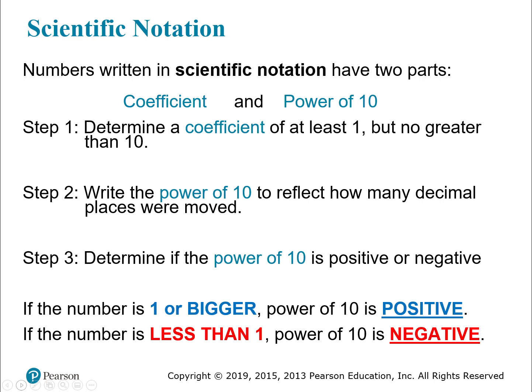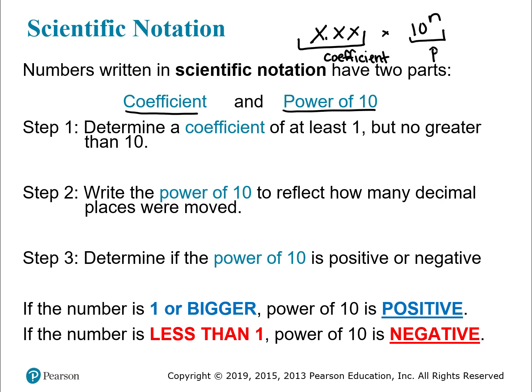So scientific notation has two parts, the coefficient and the power of 10. So what that looks like is this. You have some type of coefficient, and this is the power of 10.